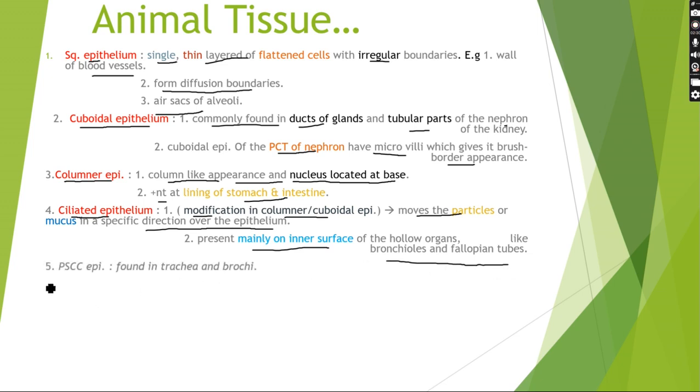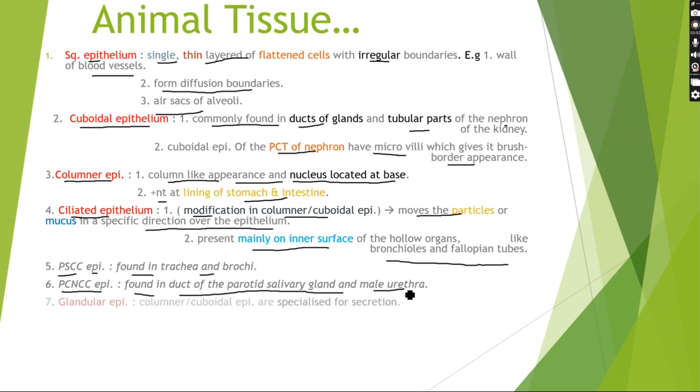Okay. Then क्या है? Pseudostratified ciliated columnar epithelium. It is found in the trachea and the bronchi. Okay. Then pseudostratified non-ciliated columnar epithelium. ये कहाँ पाया जाता है? In the duct of the parotid salivary gland and male urethra.